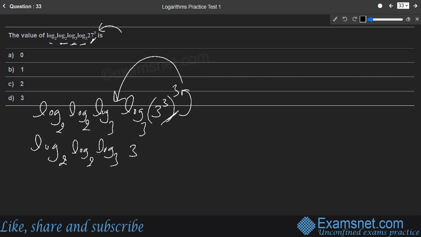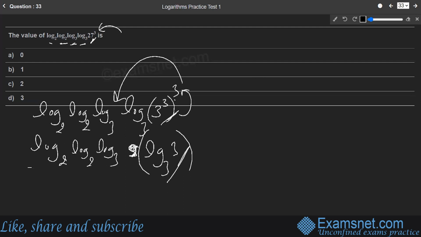So we'll be left with 3 to the power 3 to the power 3. It's actually 3 into 3, that is nothing but 9. So it is not 3 that is coming back here, it is the 9 that will come back here. So it's going to be 9 multiplied by log base 3 of 3, that's what you will be left with. Now log base 3 of 3 is always going to be 1, so one log term will be eliminated.